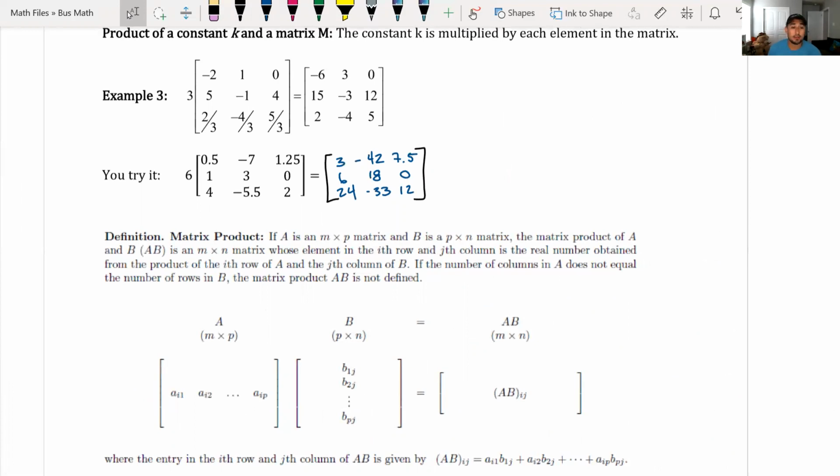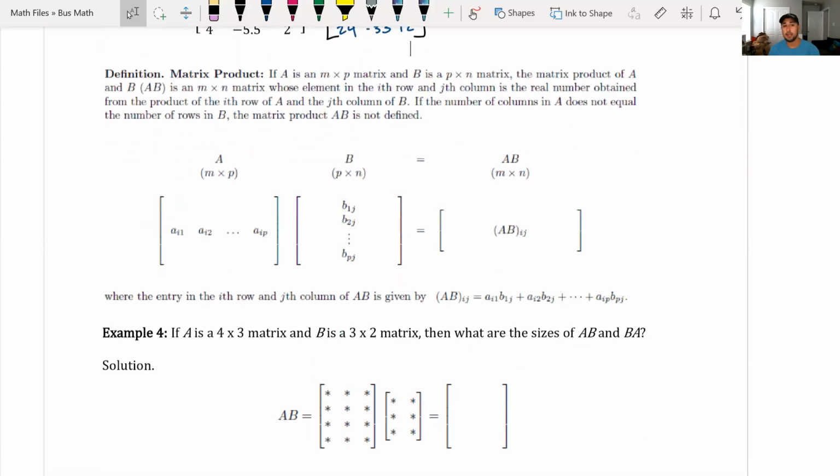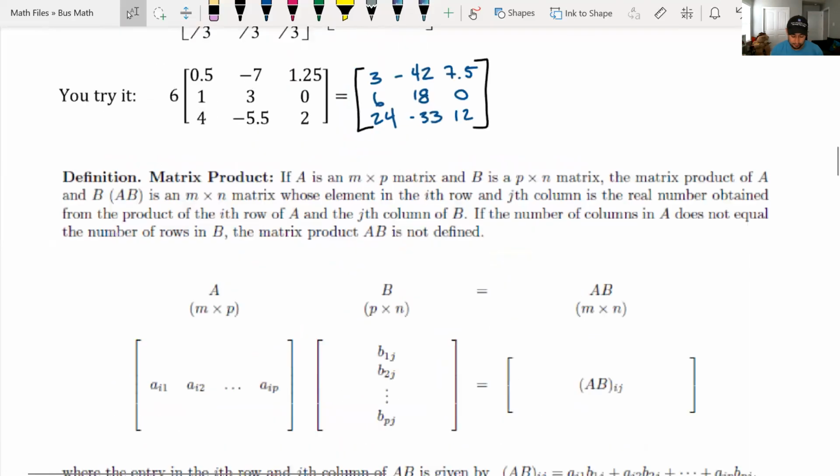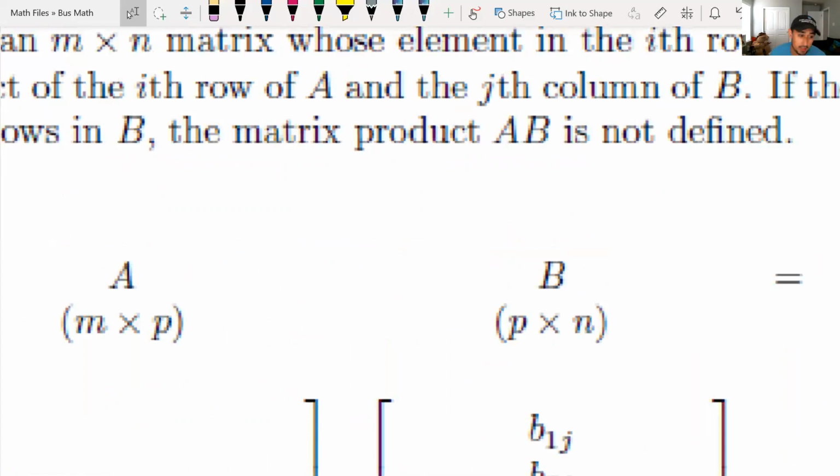Now we get into multiplying matrices. So we can confuse you with all this nonsense, or I can just make it really simple. In order to multiply your matrices, they don't have to be the same dimensions, but the number of columns in matrix A must be the same as the number of rows in matrix B.